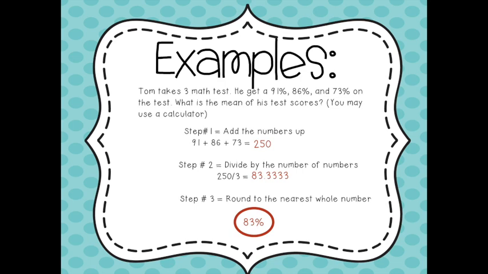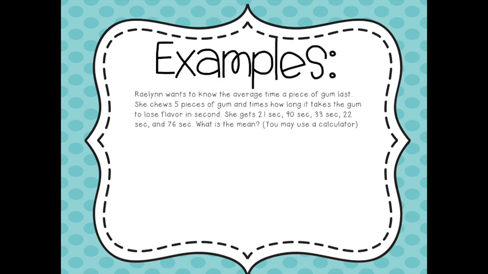All right, we have one more mean example. Hopefully you're getting the hang of things by now. If not, no worries. We got more practice. All right, we have Raylan, and Raylan wants to know the average time a piece of gum lasts. She chews 5 pieces of gum and times how long it takes the gum to lose its flavor in seconds. She gets 21 seconds, 90 seconds, 33 seconds, 22 seconds, and 76 seconds. What is the mean? You may use a calculator.